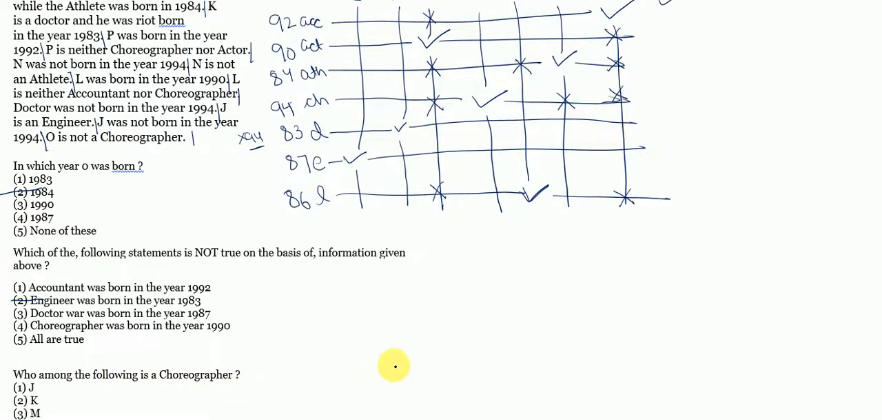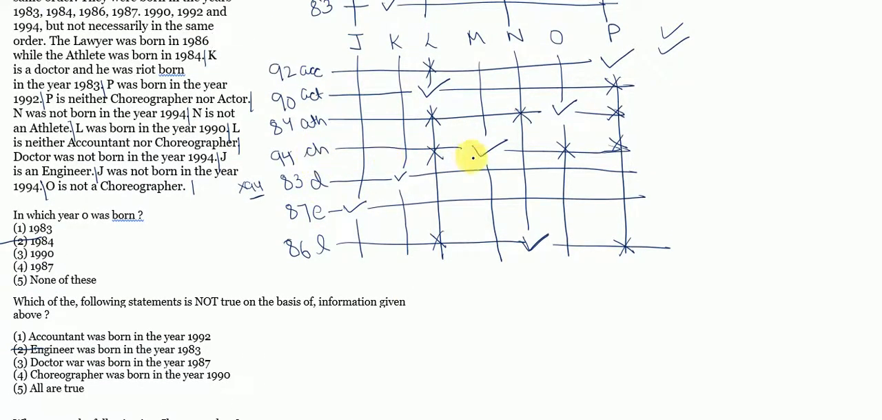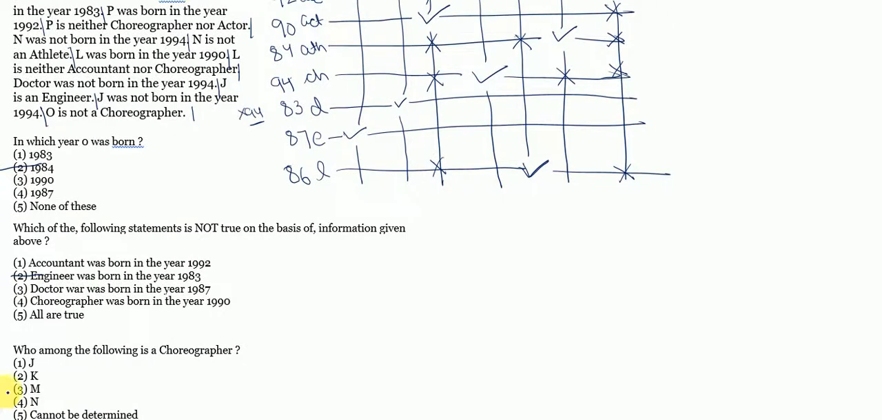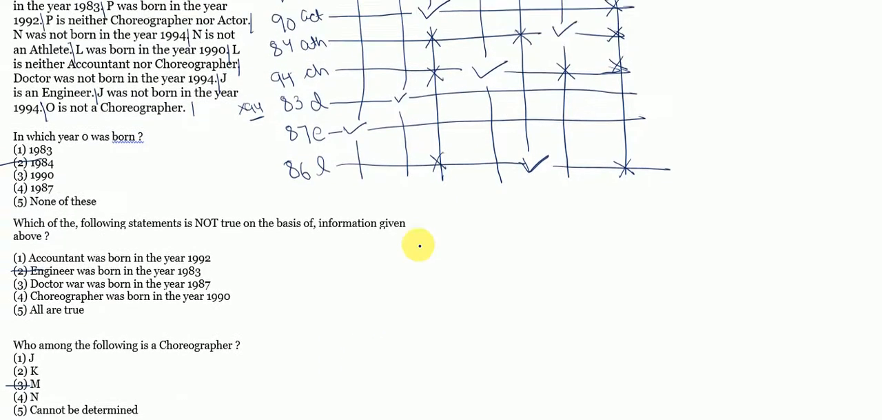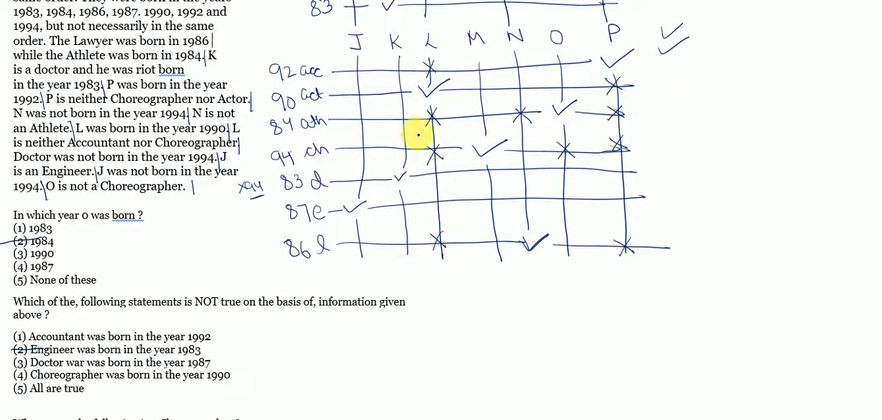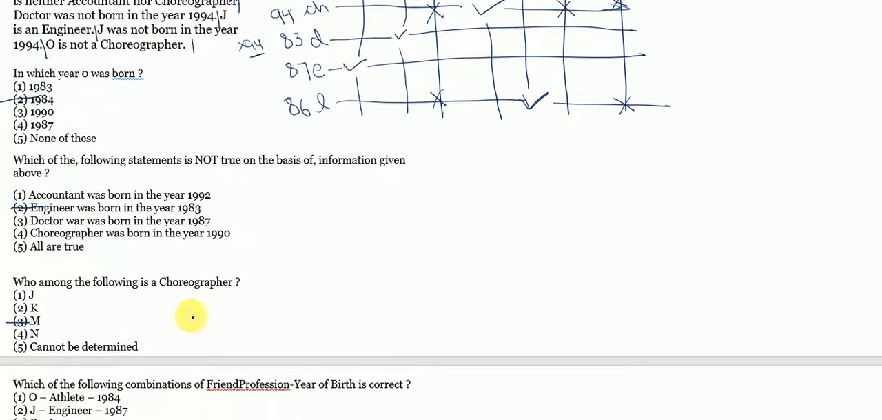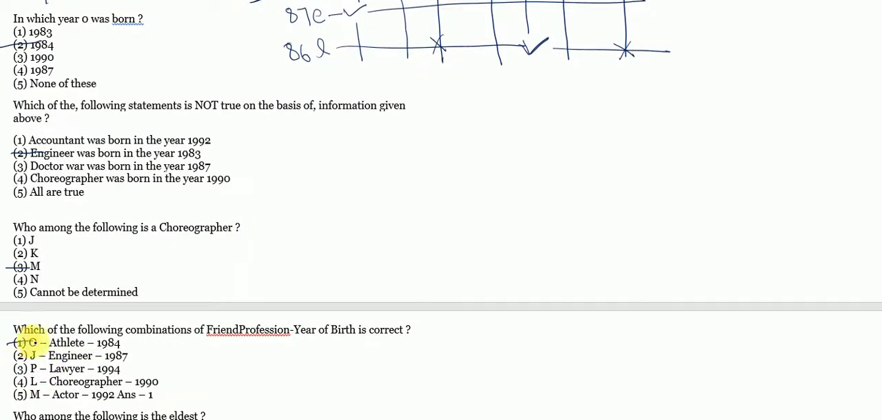Who among the following is a choreographer? Choreographer is M. Which of the following combinations of friend, profession, year of birth is correct? O, athlete, 1984. O is an athlete, 1984. Yes, correct. You can even check that there is no option like 'all are true', so there is no need to check further.